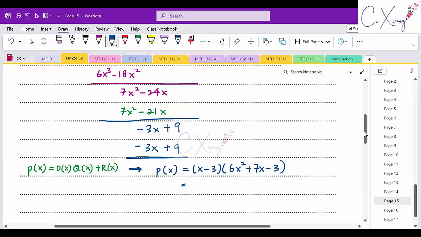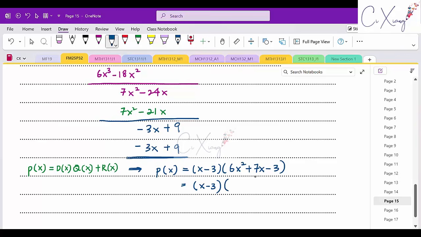Okay, then plus remainder. So plus rx, the remainder, but you can see that there's no remainder here. At the bottom, there's no remainder. Therefore, the remainder should be plus 0. Then we have a look for the quadratic expression here.